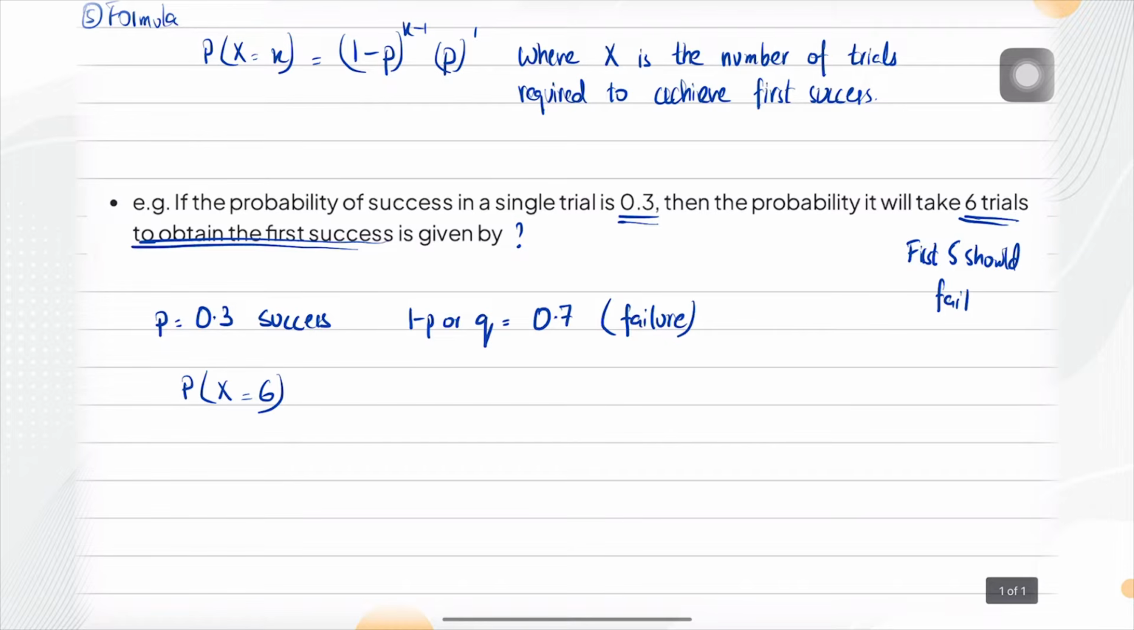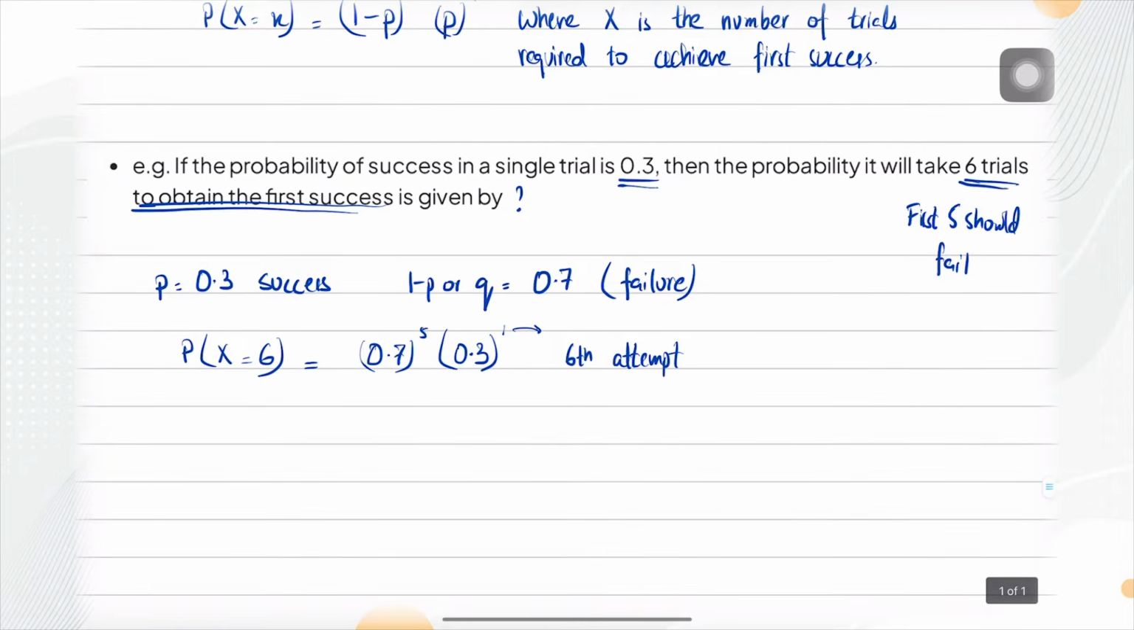So just like that, if we have to calculate the probability that it will take 6 trials to obtain the first success, here's how we're going to do it. 0.7 to the power of 5, telling us that there's failure the first 5 times, and then the probability of success in the 6th attempt. So this one that you're looking at over here is actually telling us the 6th attempt.